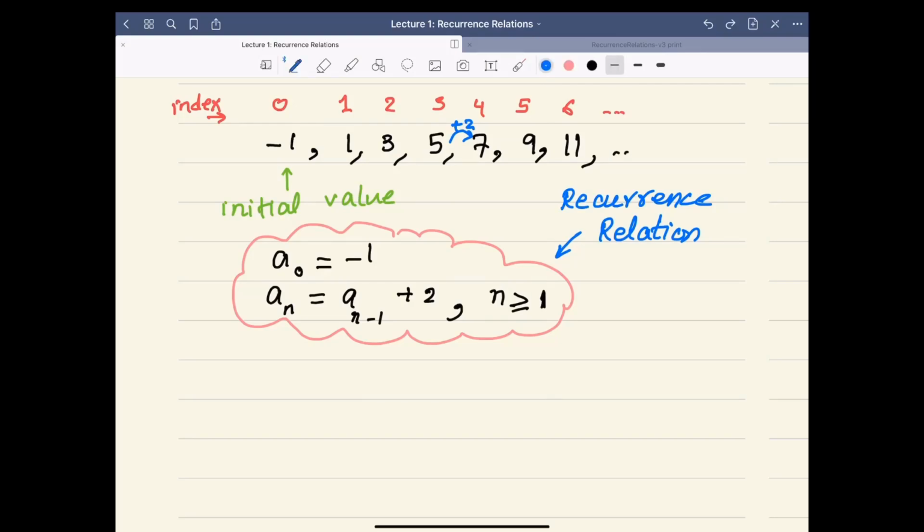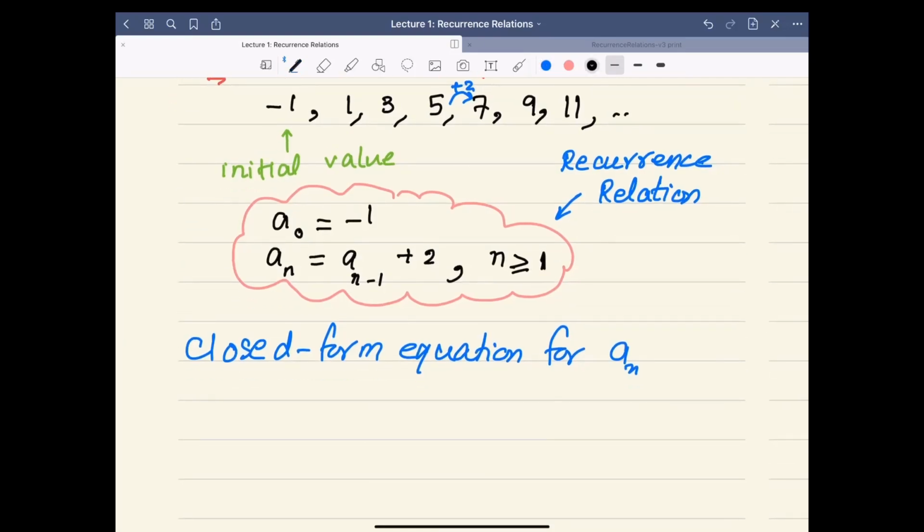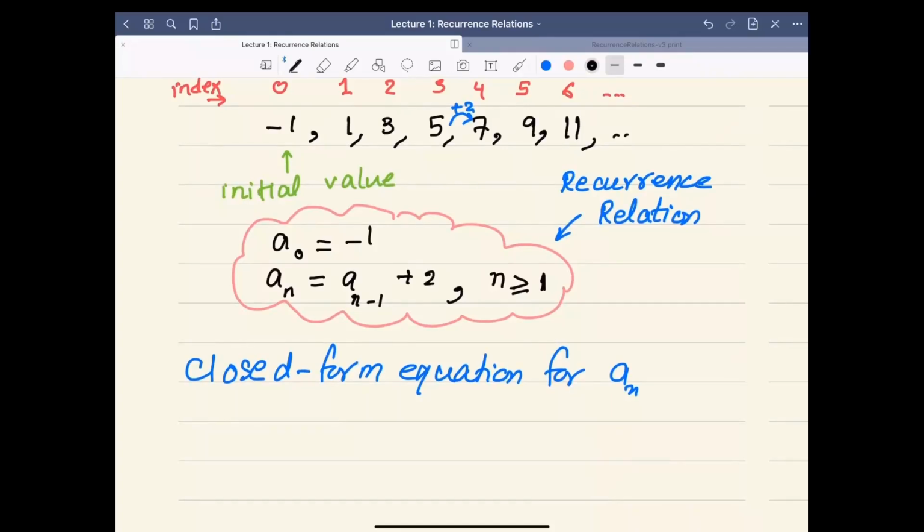So here we have a closed form equation for AN, and AN is the recurrence relation. So what is this closed form equation? It should describe all numbers in the sequence, not only the initial value, all numbers in the sequence.